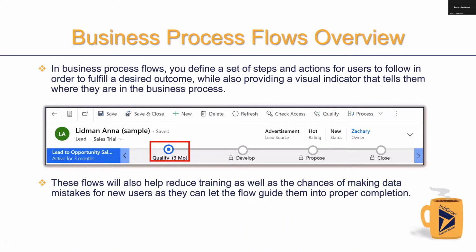And that helps reduce your training. It also helps with making mistakes in data because you can require fields and you can tell them exactly what kind of data they need to move on.